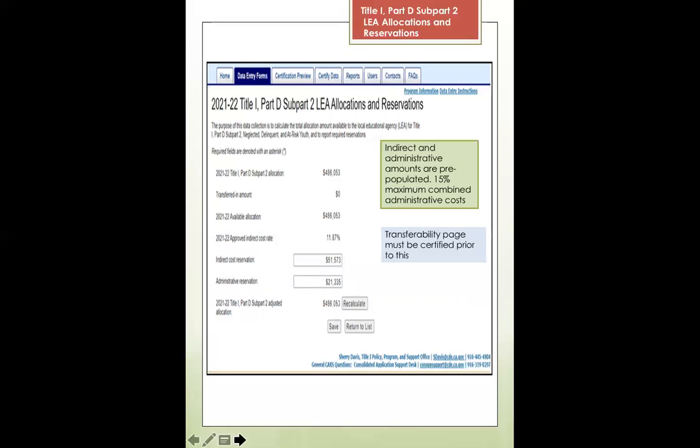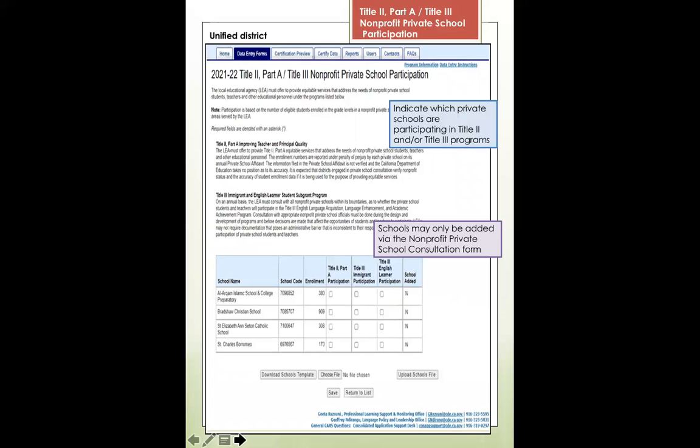Okay. All right. And Title II. I had the wrong page. Where's Title II? There it is. Okay, Title II. So this is just identifying your private schools that you're serving with Title II, and it's indicating which schools are participating in Title II and III. So 2 and 3, that's why I was confused. They're on the same page. So you indicate which of them are participating. That's pretty much all for this page.